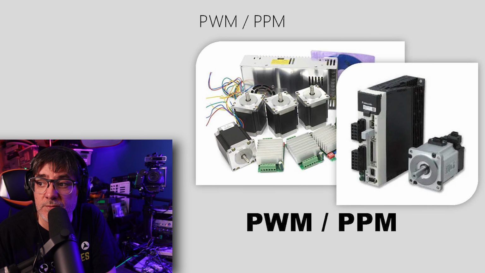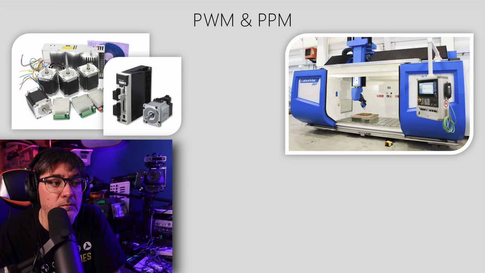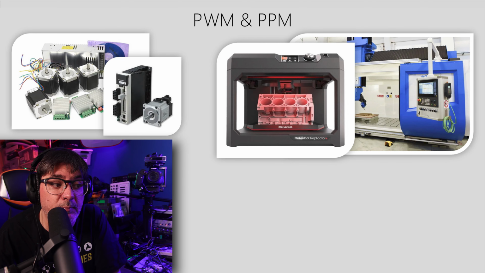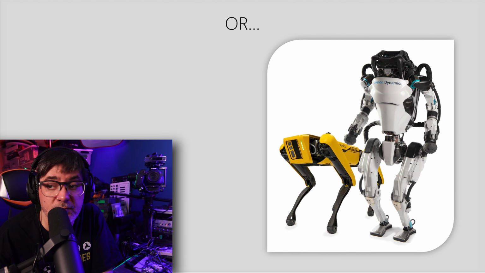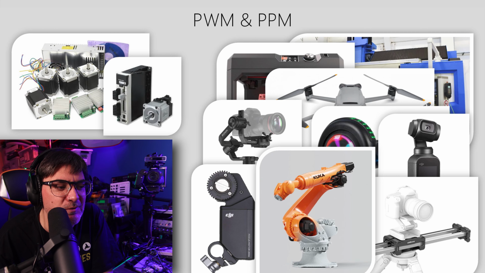This is what pretty much everything in motion control is using, from CNC machines to 3D printers, drones, hovers, cameras, gimbals, sliders, focus control, and robots. Now this robot, we're not going to use hydraulics. It could be a really good idea to use Boston Dynamics with Unreal Engine, but we're not going to do that. We're going to go with the traditional motion control.